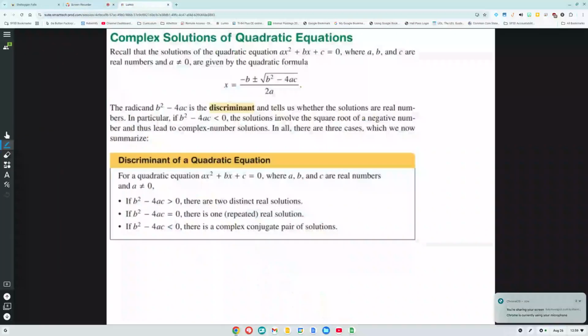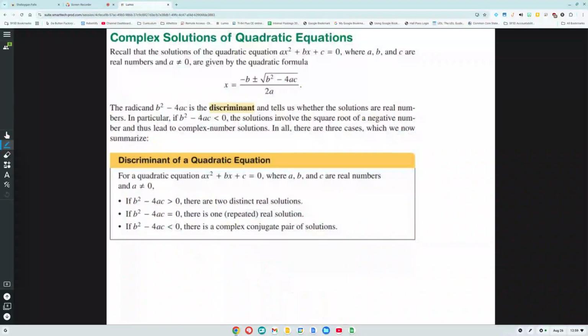All right, the last little bit we have with complex numbers is how this thing might actually pop up when we're solving equations. First place we see it pop up is when we are dealing with quadratics. And when we're solving quadratic equations, sometimes we see the square root of a negative pop up, which is this complex number idea. So recall that the solutions of a quadratic equation ax squared plus bx plus c, where a, b, and c are real numbers and a is not equal to 0, are given by the quadratic formula.